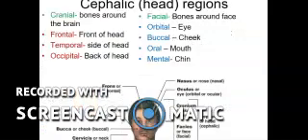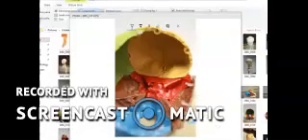So the head is the cephalic region. And it's actually divided into cranial and facial. Now, facial is something around your face, or the bones that make up your face, where cranial are bones that are around the head. That doesn't make any sense. Let's look at a skull. So here's a skull, and we're looking at it from the back.